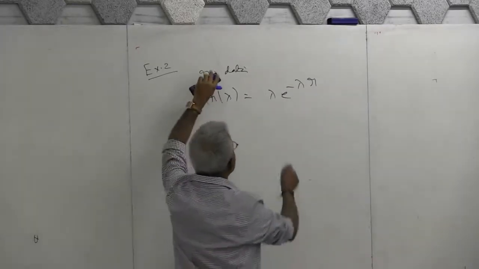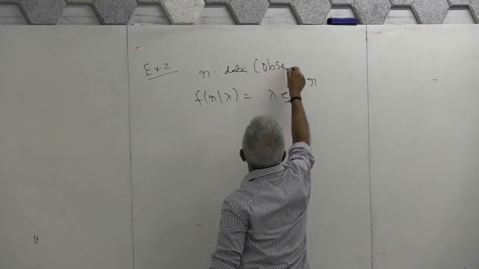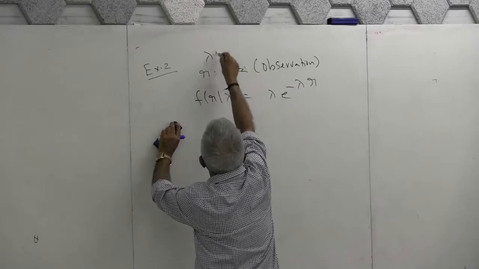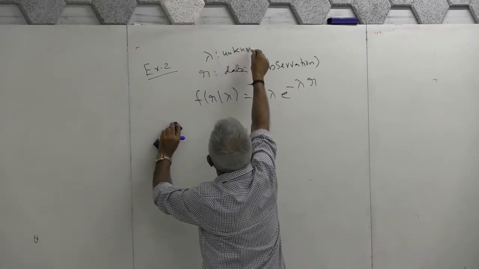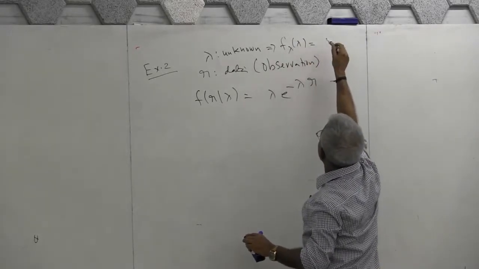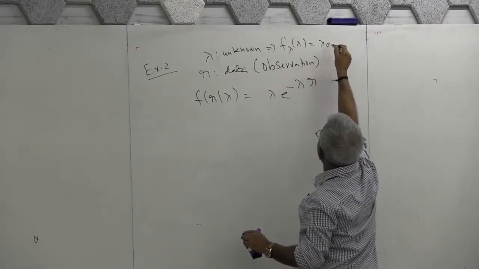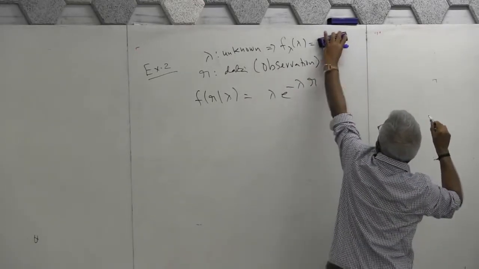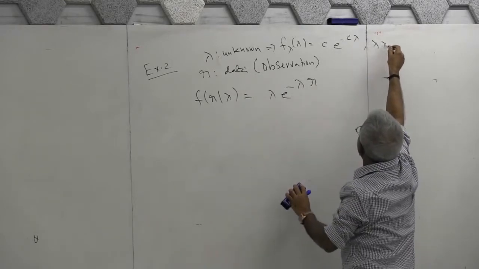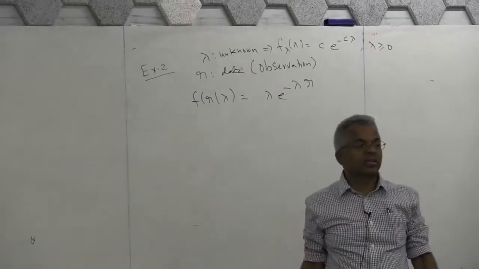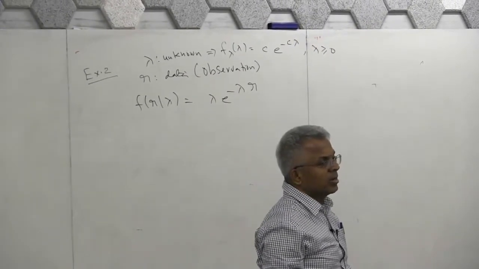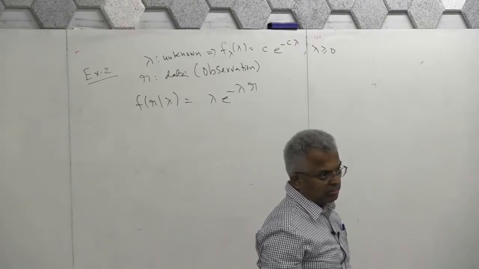I hope this is my observation, right? So I'm saying, lambda is unknown. In fact, I'm telling them. So lambda itself is the a priori density function, right? A priori. So I give you that lambda is exponential.